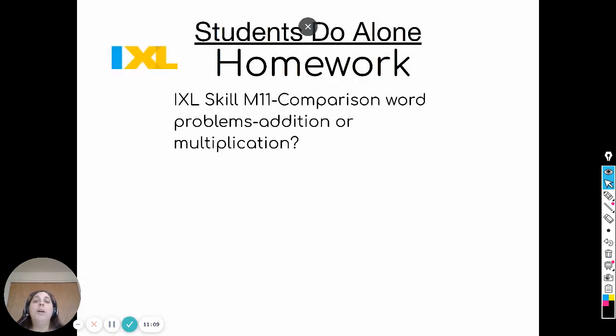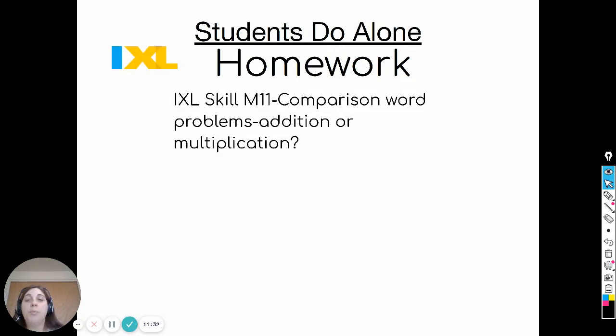Okay, now we're at the part where you are going to work on your homework alone. It is going to be IXL skill M11, which is comparison word problems, addition or subtraction. So this is going to focus on the addition and multiplication and how you figure out what the difference is. And we talked about that, okay?